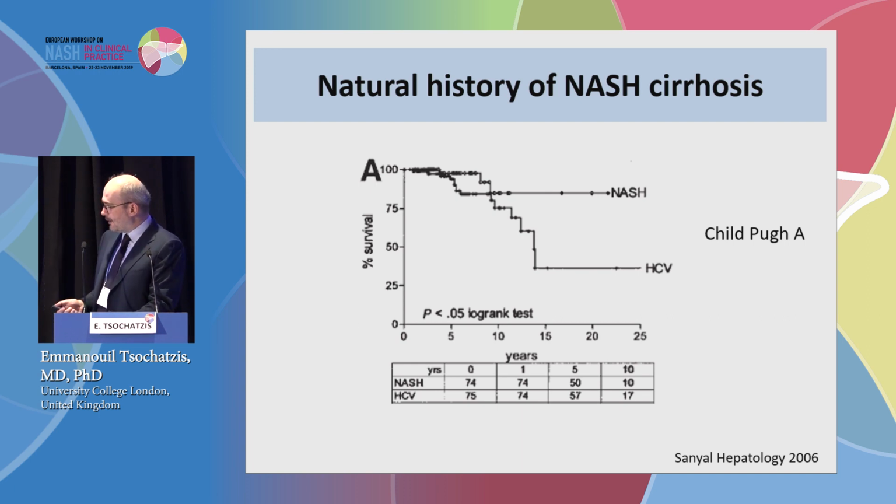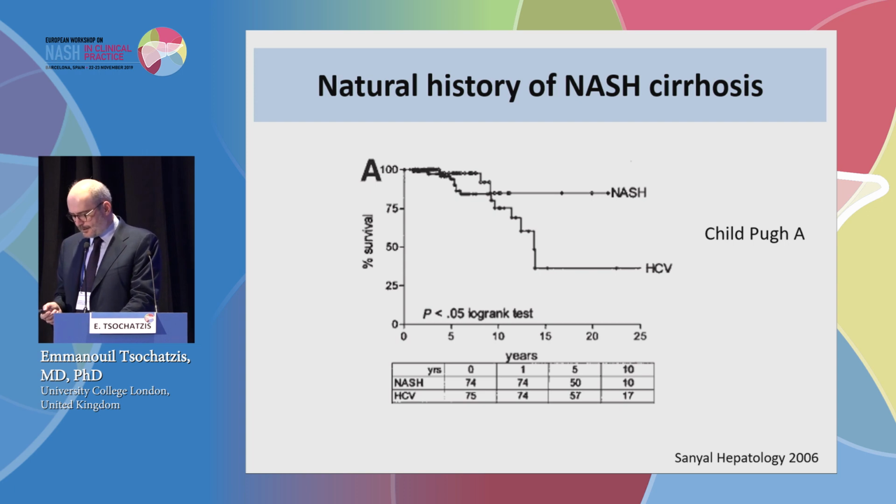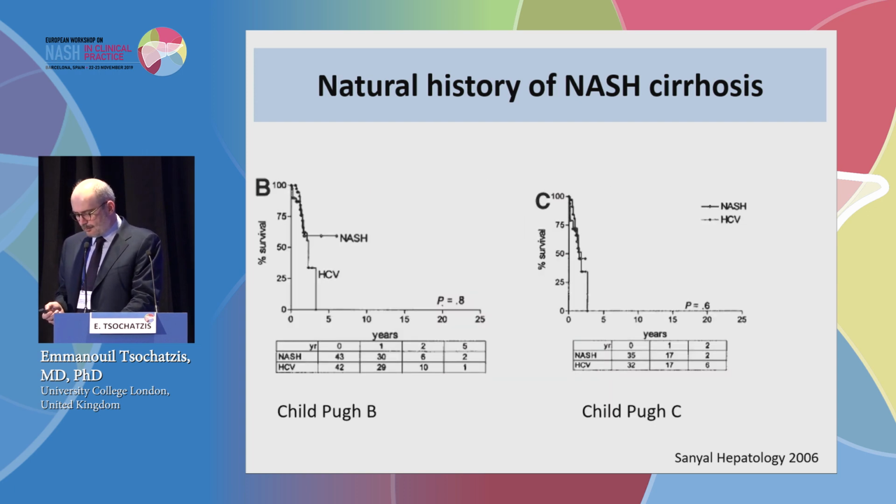This is from the States, and you can see that in Child-Pugh A, NASH has a slower disease progression than hepatitis C. But once this reaches Child-Pugh B or Child-Pugh C, then the progression is similar.